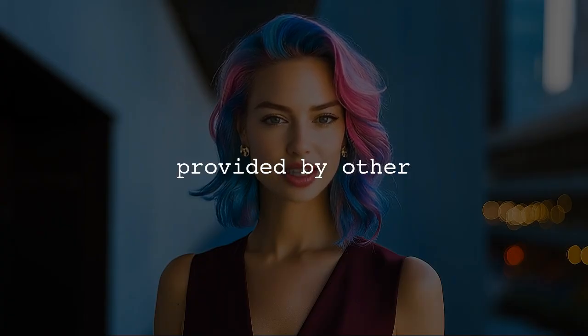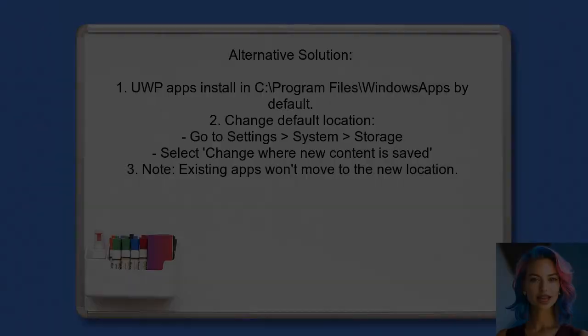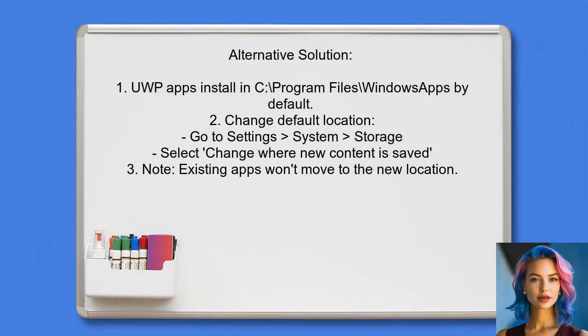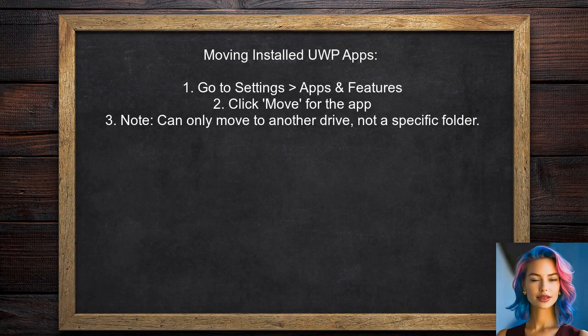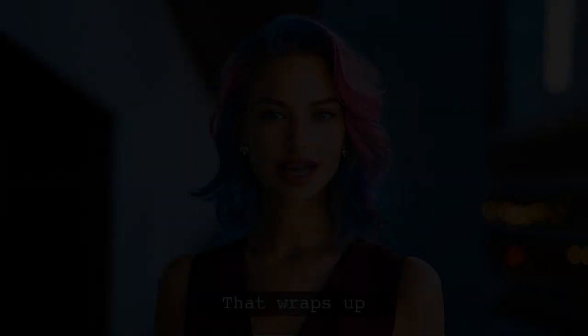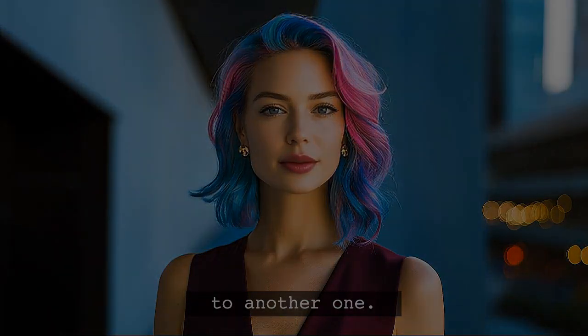Now let's look at the answers provided by other users. This user explains that for UWP apps, you cannot change the installation location during the installation process. By default, UWP apps install in the WindowsApps folder under Program Files. However, you can change the default install location for new apps through the system settings. If you want to move an already installed UWP app, you can do so by going to Settings, then Apps and Features, and clicking the Move button. However, this only allows moving to another drive, not to a specific folder like MyApp. That wraps up that answer. Let's move on to another one.